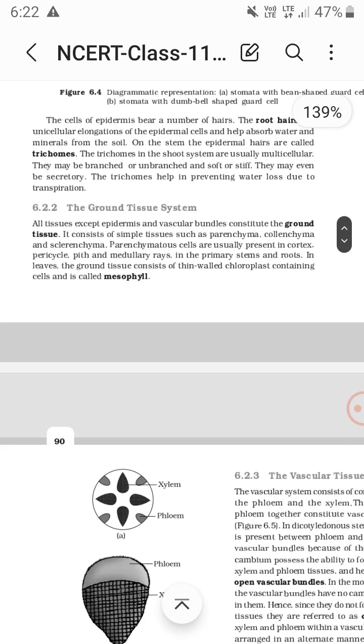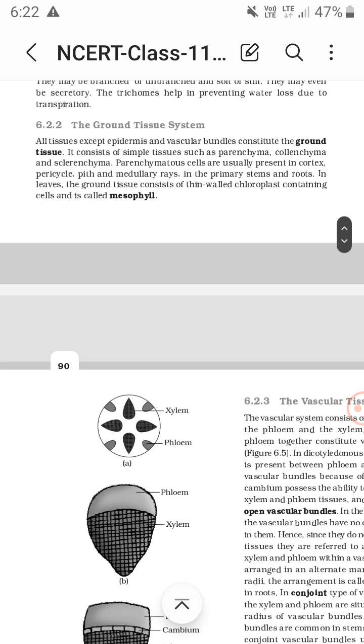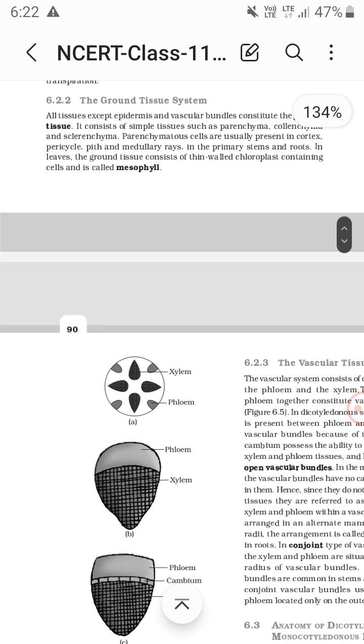Now the ground tissue system. The ground tissue includes the mesophyll. All tissues except the epidermis and vascular bundles constitute the ground tissue. Now, mesophyll, what are these? Parenchymatous cells are usually present in the cortex, pericycle, pith, and medullary rays in primary stems and roots. In leaves, the ground tissue consists of thin walled, chloroplast containing cells and is known as the mesophyll.